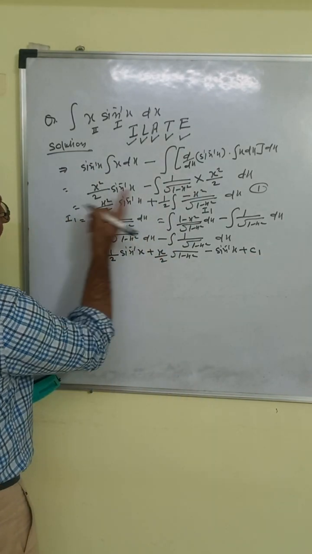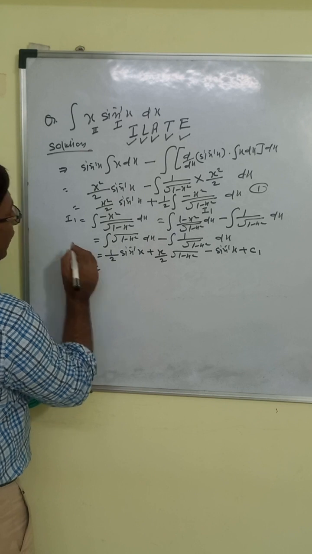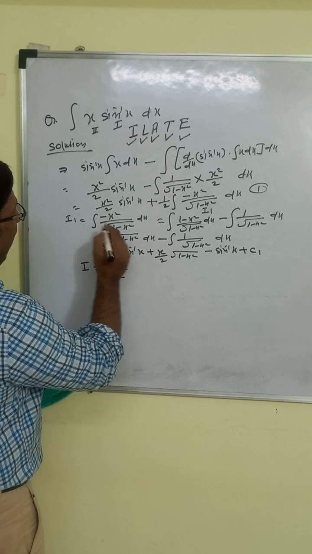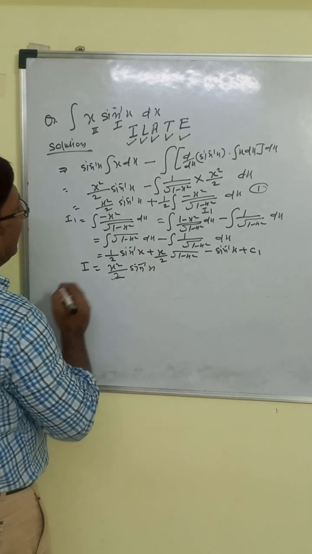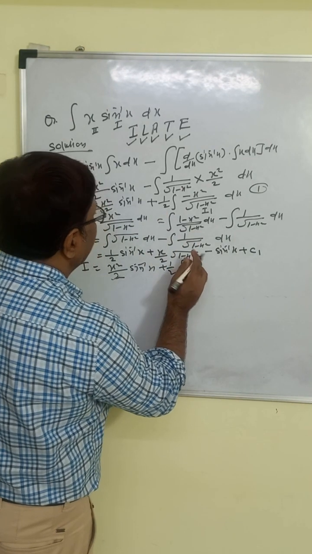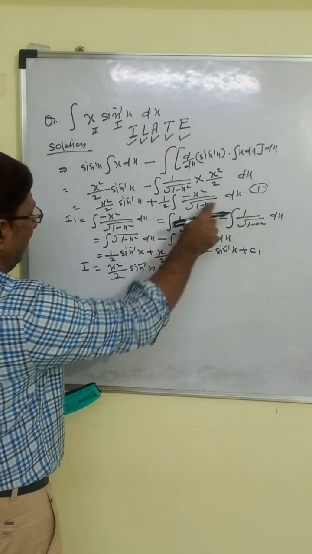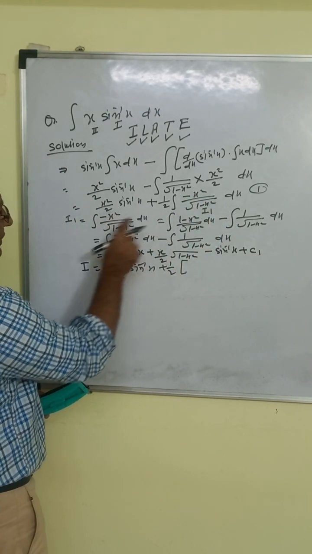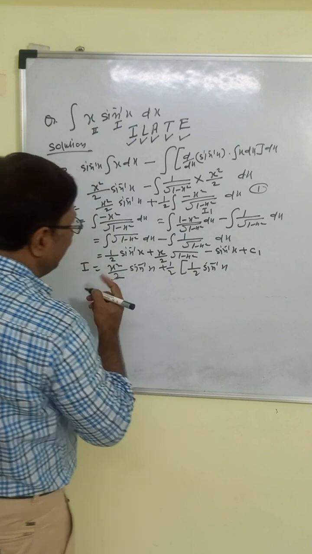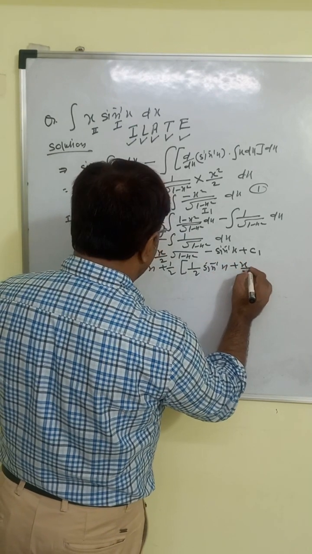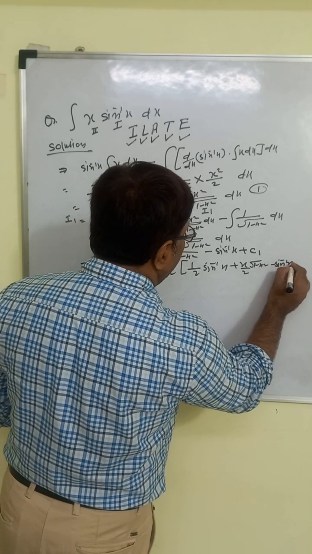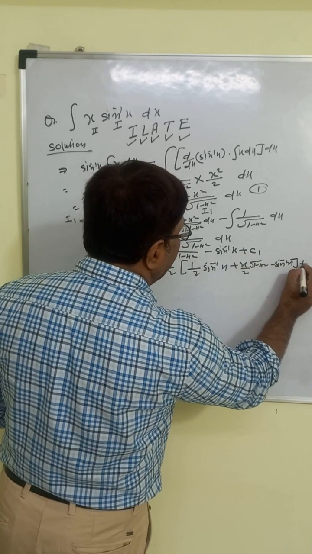Now put this value in the first equation. We get I equal to x square by 2 sine inverse x, plus half into the integration of minus x square by root under 1 minus x square, which we found: half sine inverse x plus x by 2 root under 1 minus x square, minus sine inverse x, plus C1. We will write directly C.